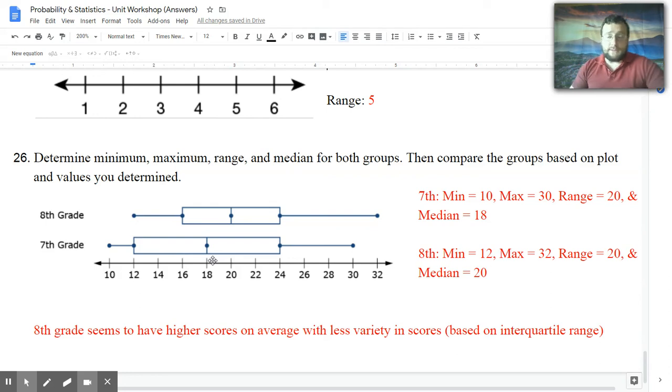All right, so that is a review of the descriptive statistics that you're going to see in the statistics and probability content assessment for seventh grade.